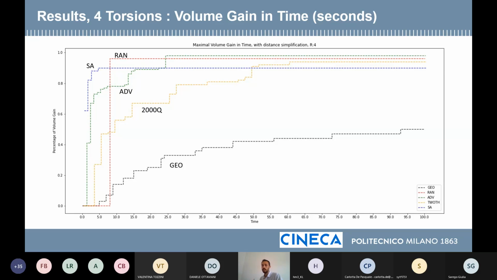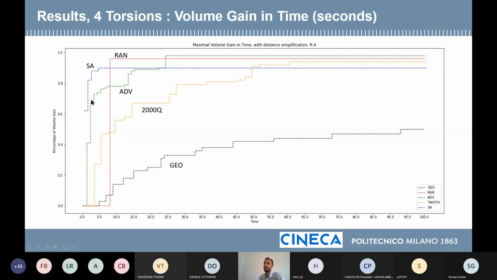So this is just the computational part. Once the Hubo is ready and you give it to the different solvers, these are the times that it takes for the solvers. So we have random, which we have seen at the beginning, geodoc, the greedy approach, random is the random approach, the Advantage, and the 2000Q. And SA is simulated annealing. And here is the result for 4 torsions. Among our molecules, we selected only the 4 torsions that were more internal in terms of degree centrality.